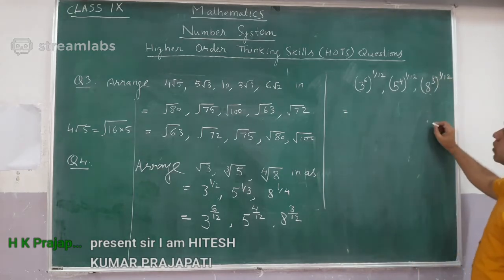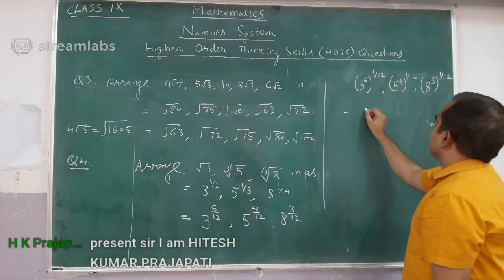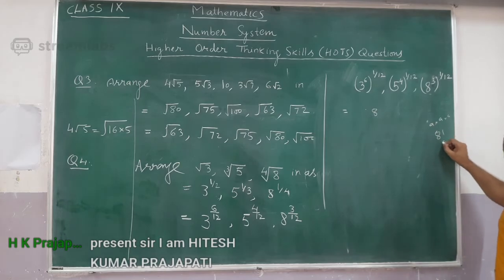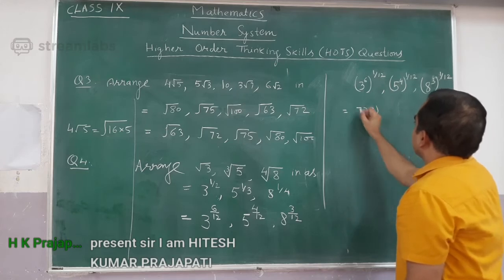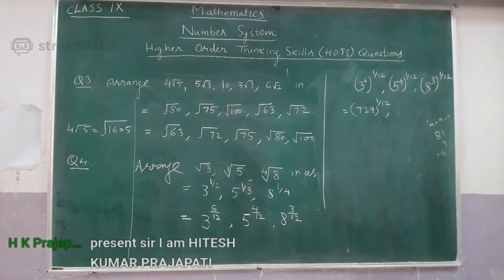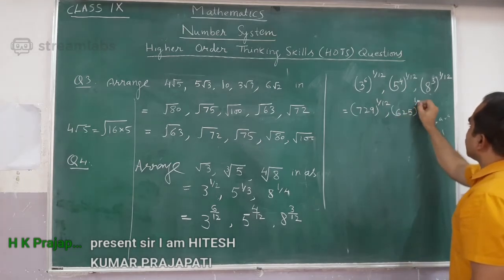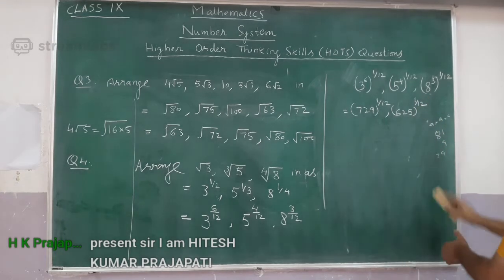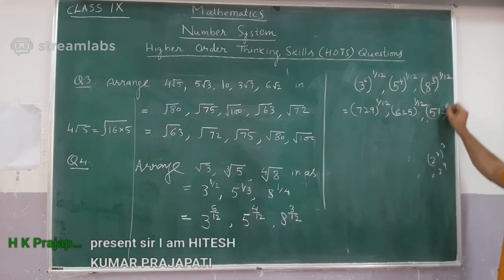This is 3 3s 9, 9 9s 729, to the power 1 by 12. Right? This is 5 squared, 25, 25 to the power 1 upon 12. And 8 cubed. 8 cubed is 2 cubed cubed, 2 to the power 9, 512. 512 whole to the power 1 upon 12.